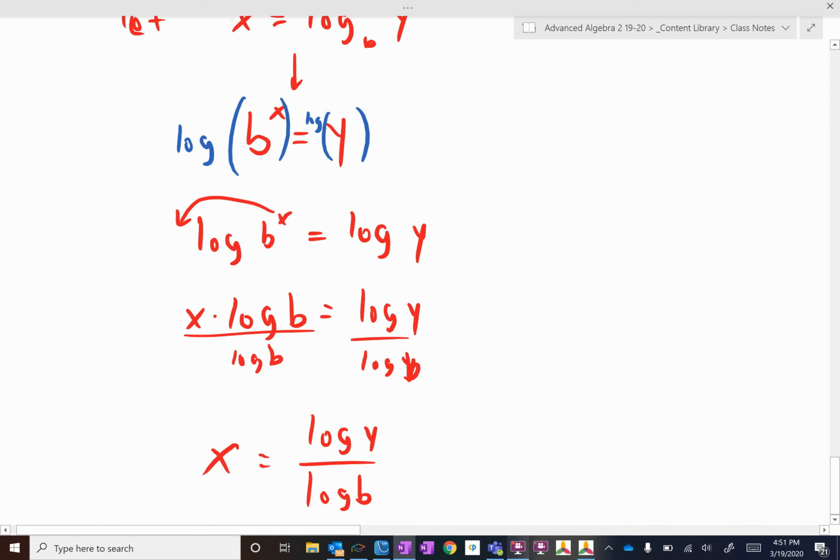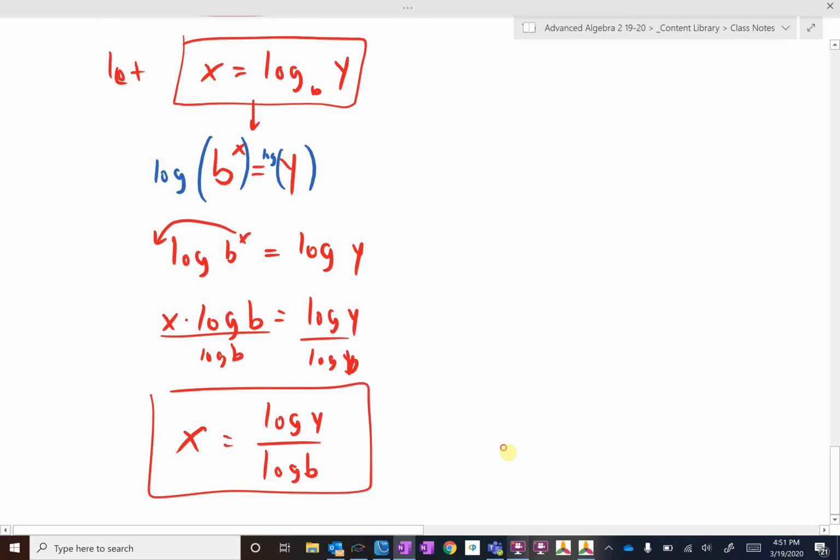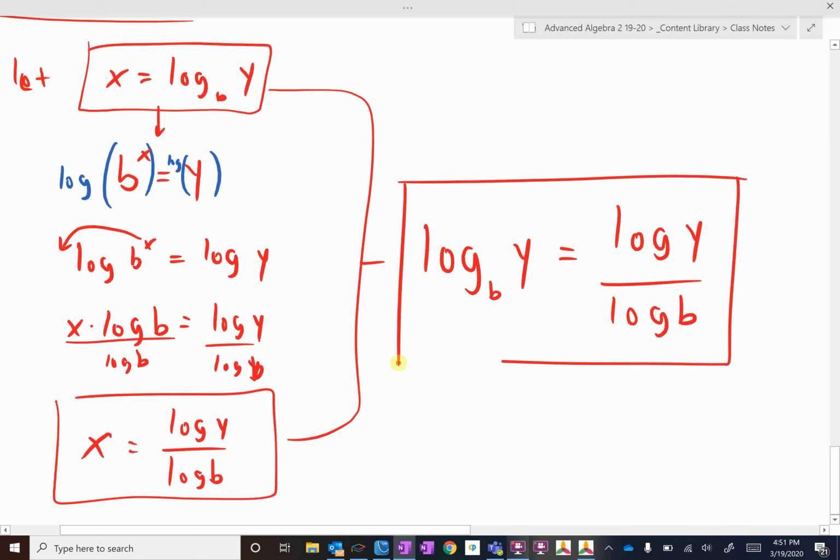And this might feel like a pretty random result, but if we look carefully at what we started with, I started with x is equal to one thing. I finished with x is equal to a different thing, which means that those two different things must be equal to each other, and this is what we mean when we talk about the change of base formula. If you have some logarithm, log base b of y, by all of this little algebra over here, we know that that would have to be equal to log y divided by log b. And this is what we call the change of base formula.